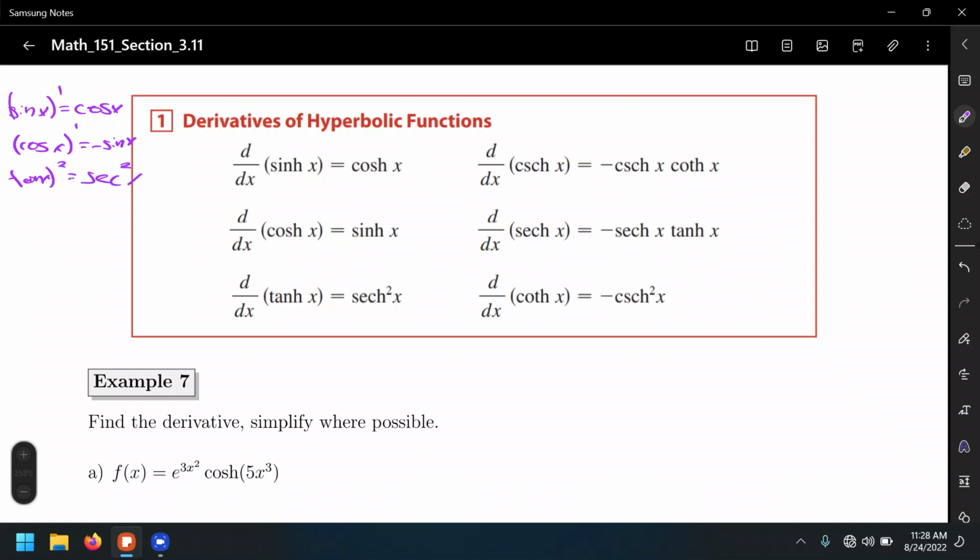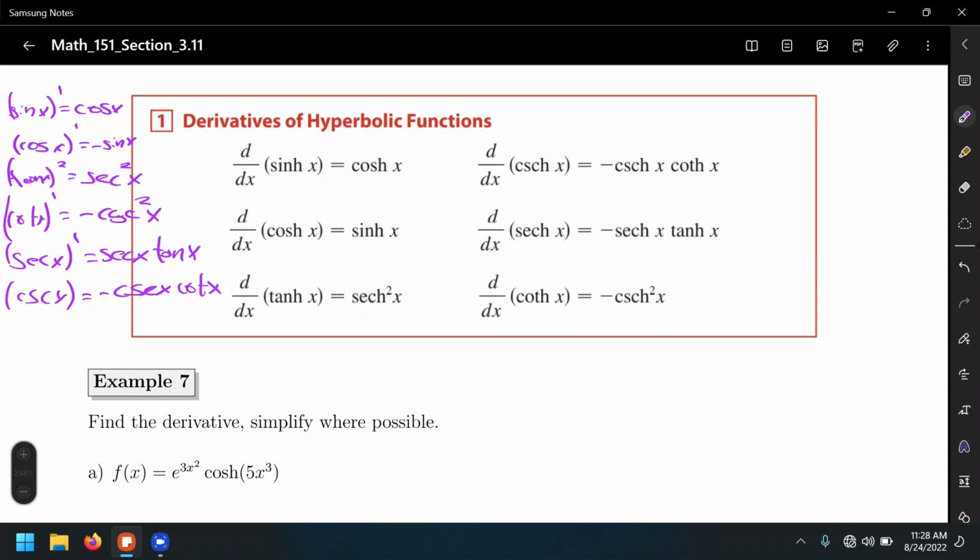Secant squared. The derivative of cotangent? Negative cosecant squared. The derivative of secant? Secant tangent, correct. And the derivative of cosecant? Okay, so those were the derivatives of the trigonometric functions from Calculus 1.